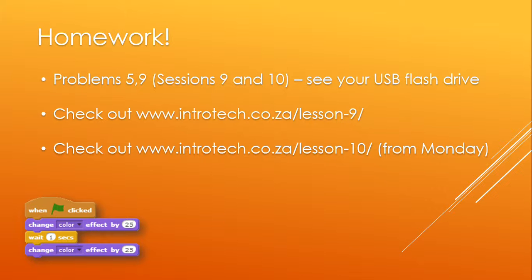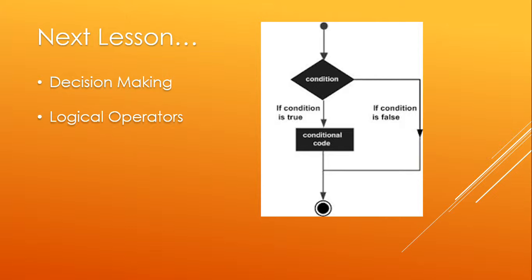So homework, problems 5 and 9 out of sessions 9 and 10. Check out lesson 9 from last week. This one should be available if you're watching it as of Monday. Next lesson we're going to look at decision making and logical operators. So basically, how do you get your program to make a decision based on some form of condition or event or Boolean activity.